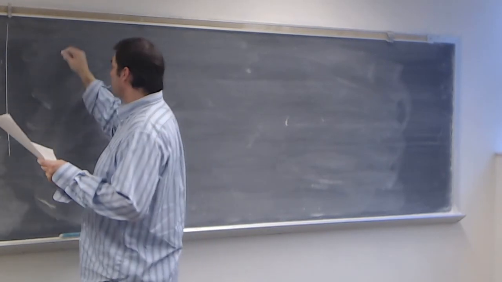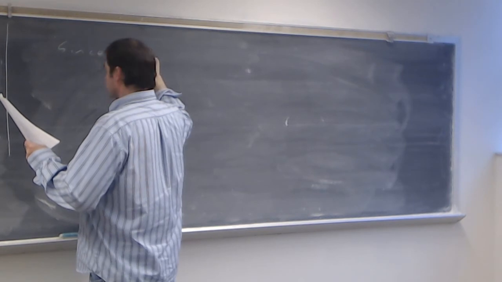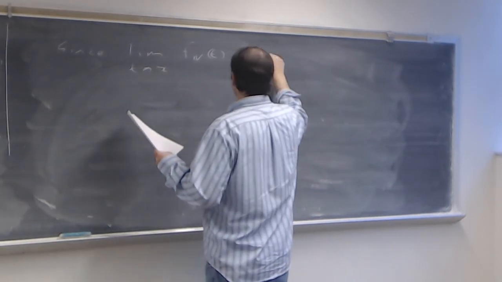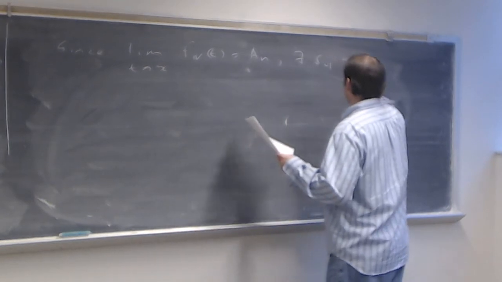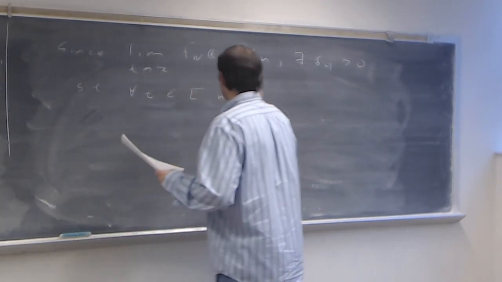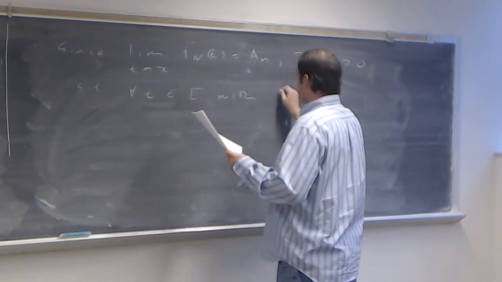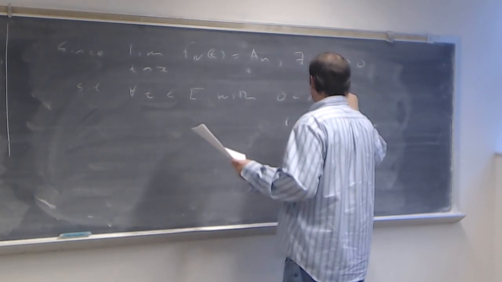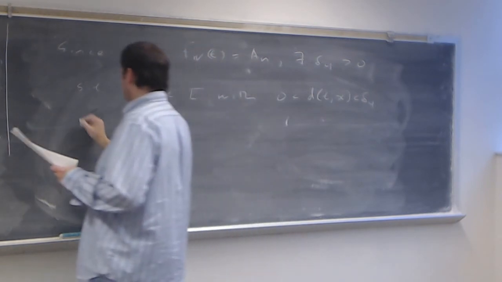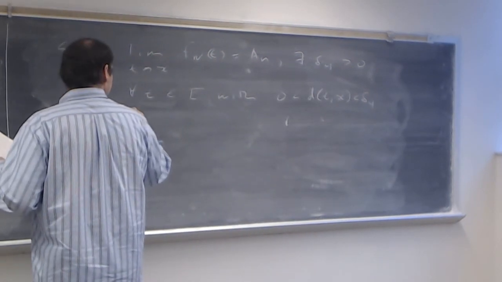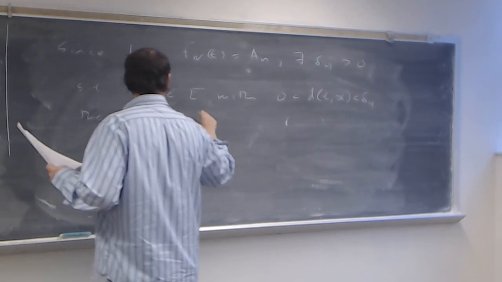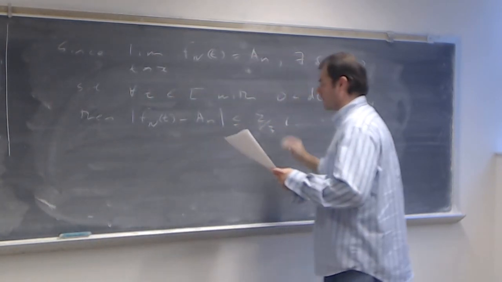Now, the next thing we need to do is to establish that since the limit as t goes to x of f sub n of t equals a sub n, there exists a delta prime greater than 0 such that for all t an element of E with 0 less than the distance between t and x less than delta prime, then the absolute value of f sub n of t minus a sub n will be less than or equal to epsilon over 3. Okay?